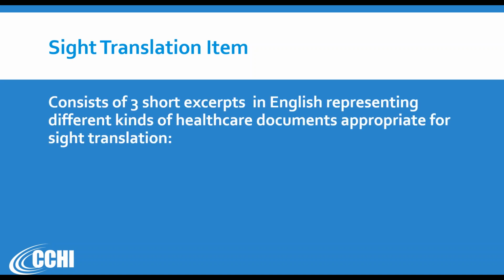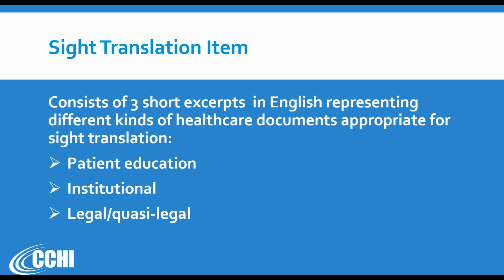When you take that item, there are 3 excerpts. On one screen is 1 excerpt. It's really short. I think the length is around 3 sentences, and I think the length is about up to 45 words. Don't quote me on that one, but I know it's 3 sentences. And each passage represents different kinds of documents. In other words, it's not 3 passages from the same document, but they represent patient education, institutional, or legal or quasi-legal types of texts. By patient education, it's obvious, but institutional, it's like history intake form. History form or intake form.